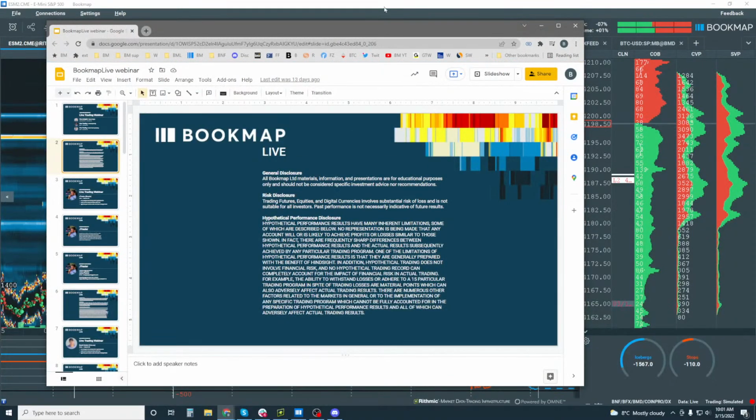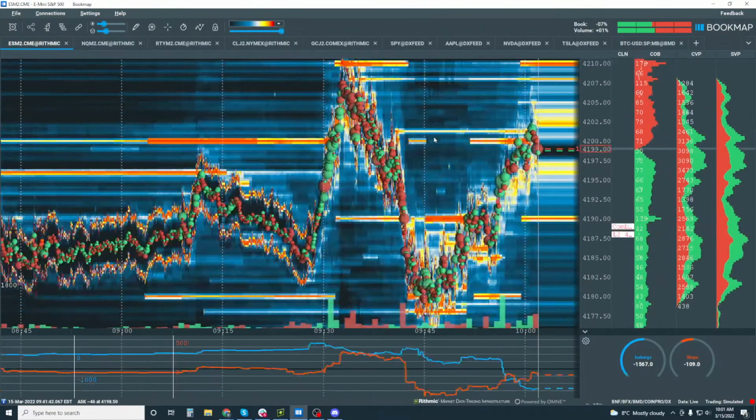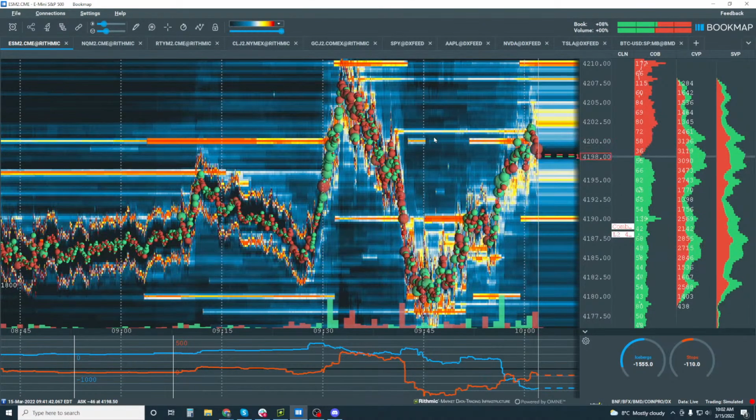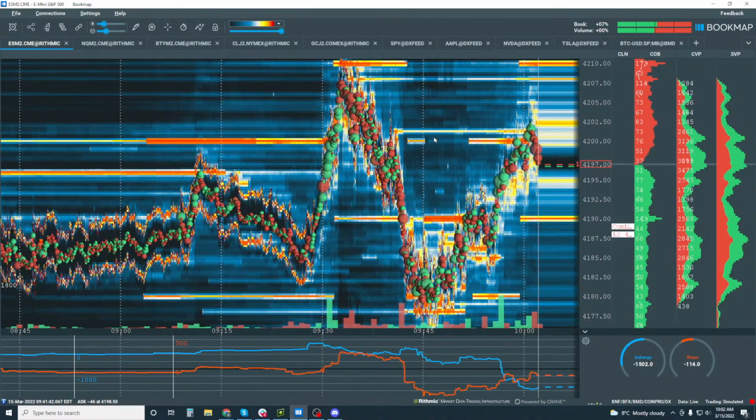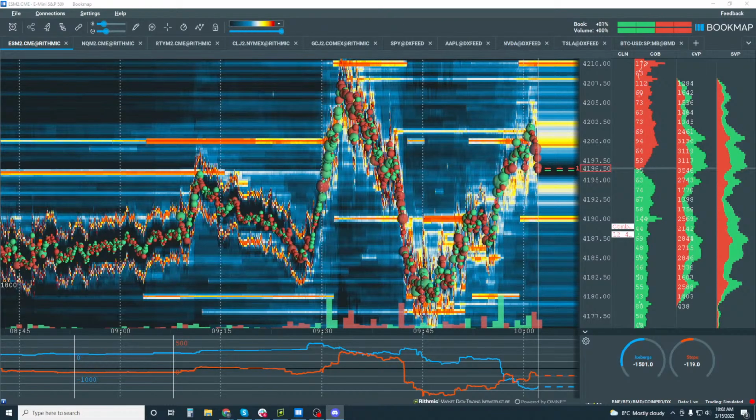So we're going to jump in and look at the S&P here. We can look at other markets as well, but we're going to go through live order flow analysis with foresight, not hindsight. So we're going to read the current market and give insight to where we think price is going to move next.